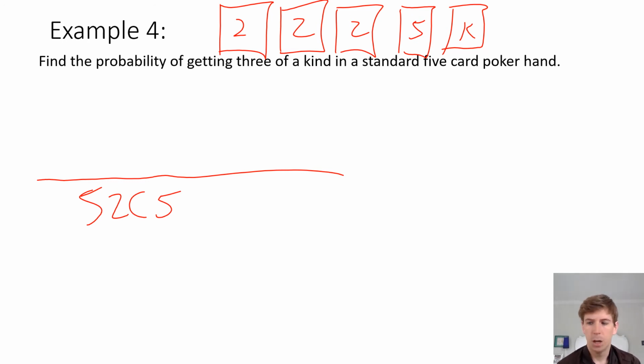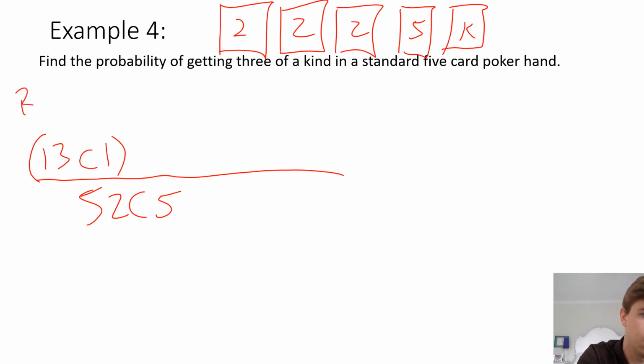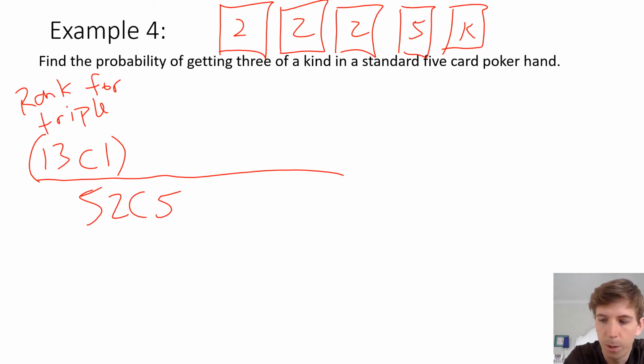All right, so let's kind of work through. So I'm going to do kind of the same setup. All right, let's choose the rank for our 3 of a kind. So we know there's 13. I'm going to choose 1. And that's my rank for the triple. All right, and then I want to choose 3 of those cards, 3 of the possible 4. So 4 choose 3.